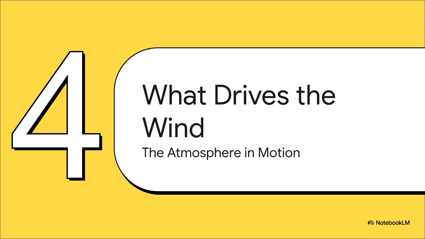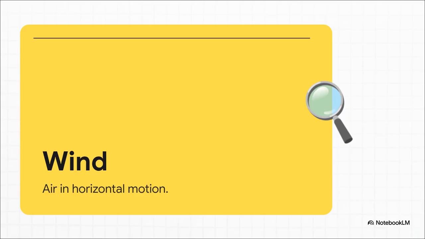All right, so we have our moisture and we have our clouds. But what's moving it all around? That would be our final element, wind. The definition itself couldn't be simpler, right? Wind is just air moving. But the force behind that movement, well, that's the fundamental engine for pretty much all weather on the planet.